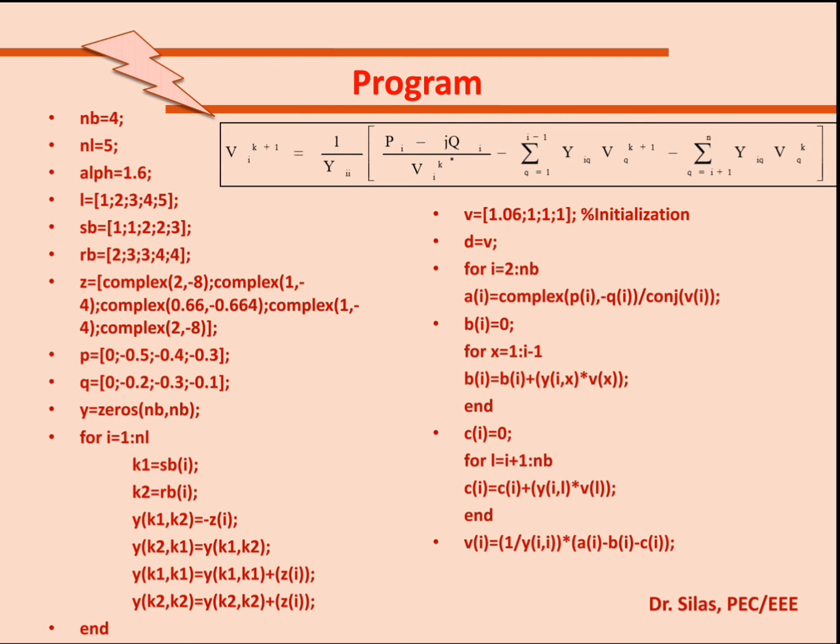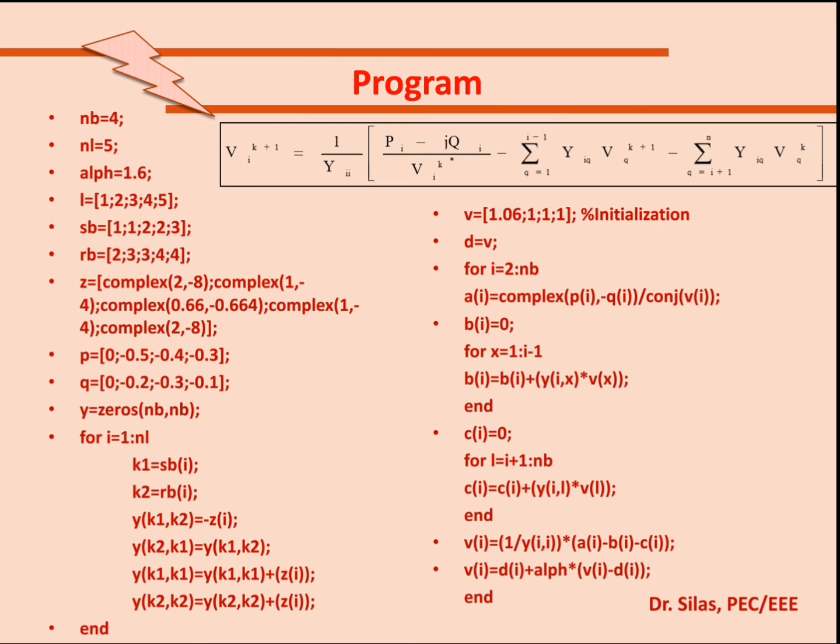Now I sum up all the values based on the voltage equation. According to the voltage equation, V of I is equal to 1 divided by Y of I comma I into A of I minus B of I minus C of I. Now here we have to include the value of alpha. So I am accelerating the value by writing the equation as V of I is equal to D of I, that is your value which has been initialized, plus alpha into V of I minus D of I. Now I end the loop.